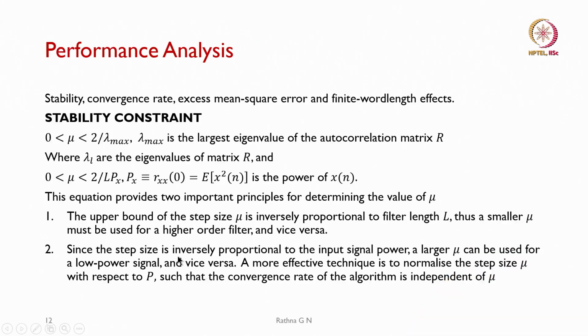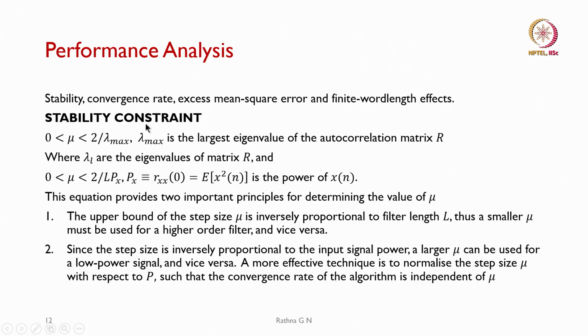So, we have to see the performance analysis of our LMS algorithm. As we know, for an IIR filter we consider the stability constraints. So, first is the stability, next is the convergence rate, and then we will see the mean square error and the finite word length effects on our algorithm. Just like any linear filter, we have to see in the adaptive filter also how these parameters are going to affect us.